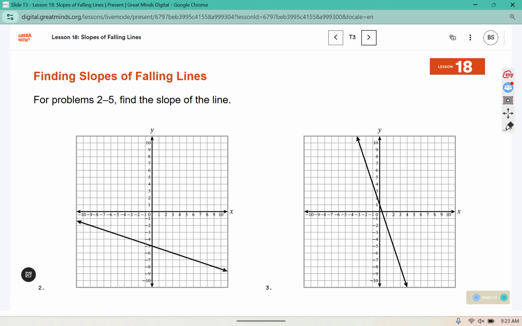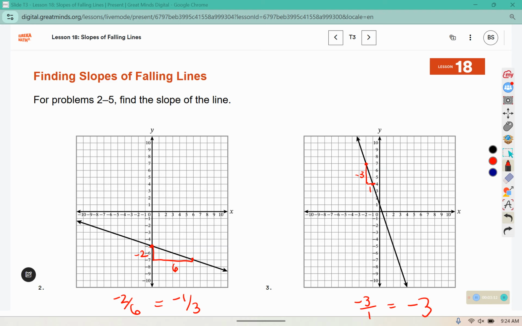Find the slope of the lines for problems 2 through 5. We have a point here and a point here. It drops 2, and then it went over 6. That can be reduced to negative 1/3. Here it drops 3 and then goes over 1. So that has a slope of negative 3.